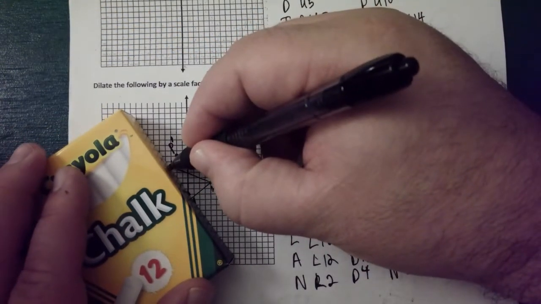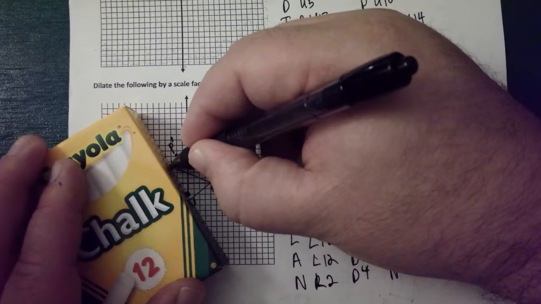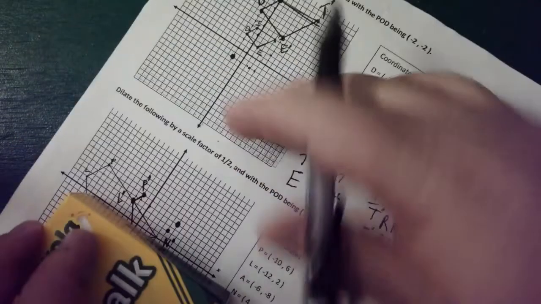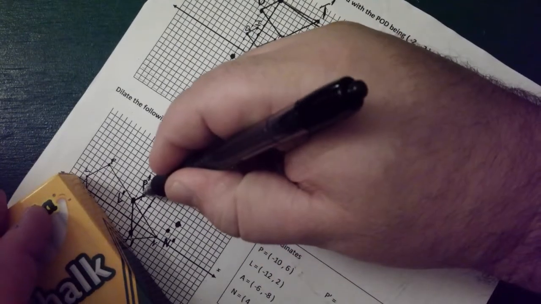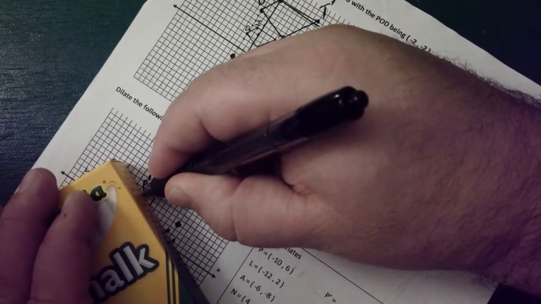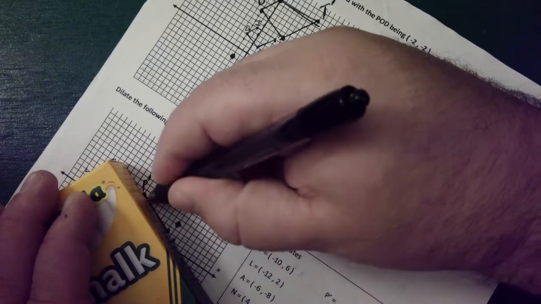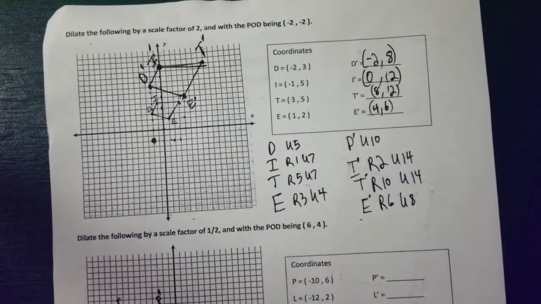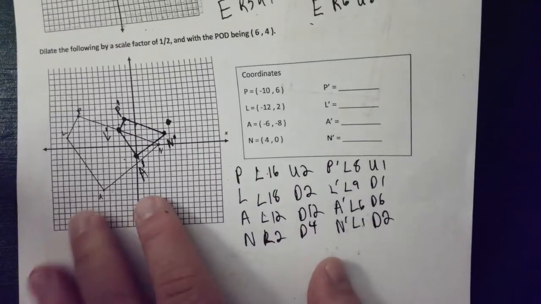That one. That one is the point of dilation. Stay off that one. There we go. Same shape, just shrunk down. Sorry, you can't see that. There you go. Same shape, just shrunk down.